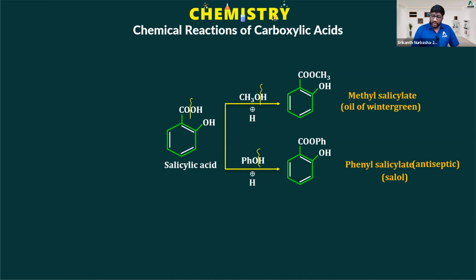The first compound is said to be oil of wintergreen, methyl salicylate. The second compound is salol, phenyl salicylate, which also has antiseptic properties. Salicylic acid treated with methyl alcohol or phenol will be undergoing the respective esterification to form respective esters, methyl salicylate or phenyl salicylate. Esterification reaction occurs.